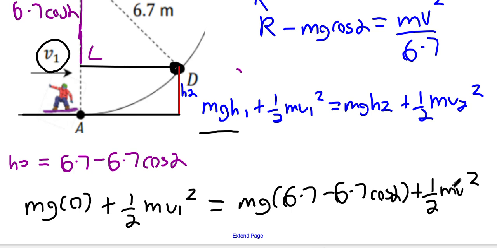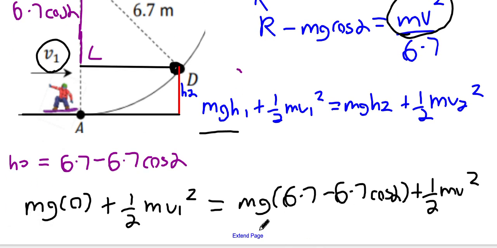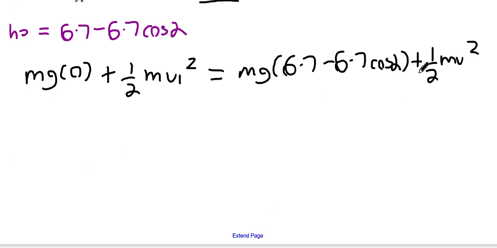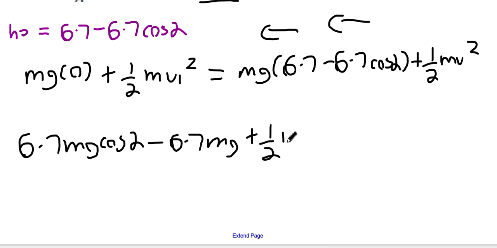Cool. Do you remember what I told you was the transfer mechanism between both equations? It is always mv squared. So I'm going to isolate mv squared on this equation here, yeah? So first things first, I'm going to multiply that out and then I'm going to bring it over to the other side. Is that okay? So what I'm going to get is 6.7 mg cos alpha minus 6.7 mg plus a half mv1 squared equals a half mv squared.